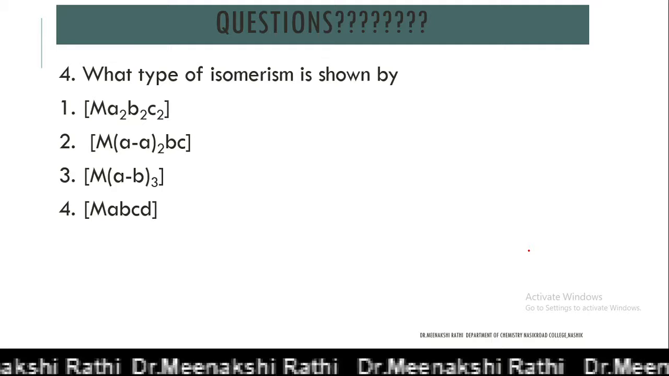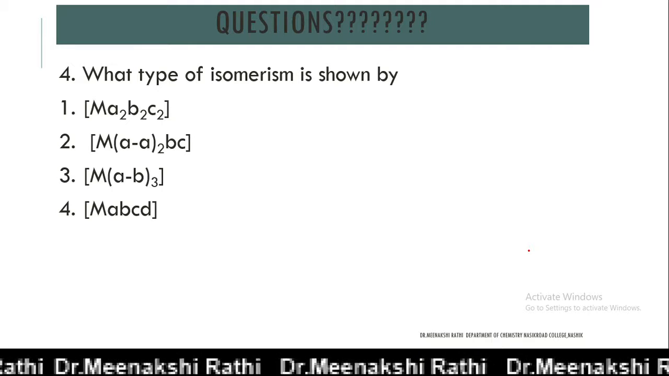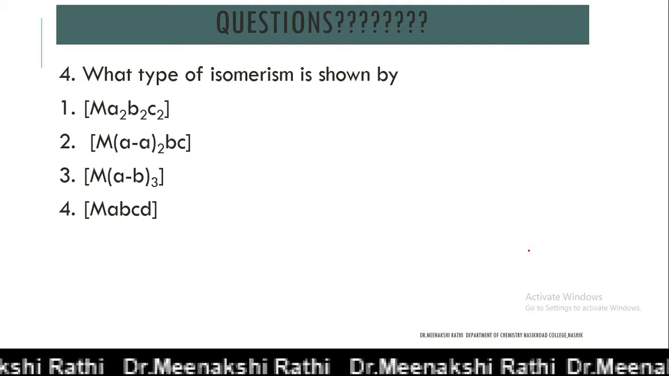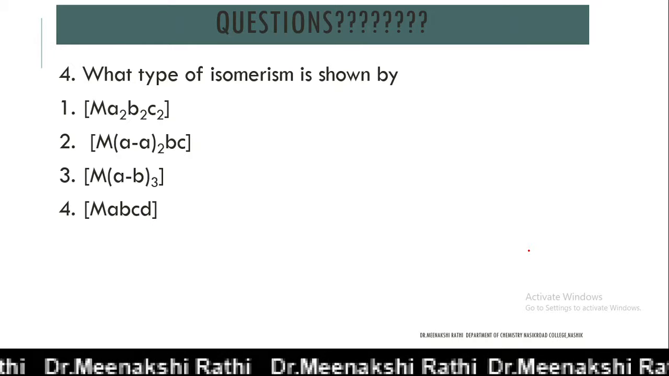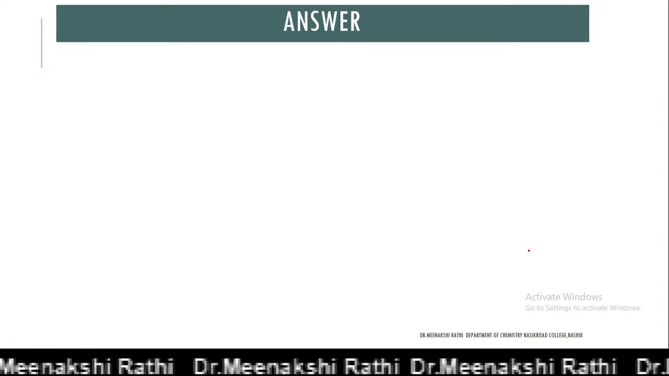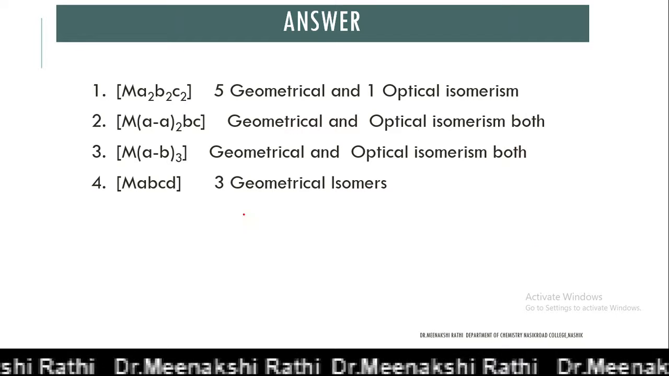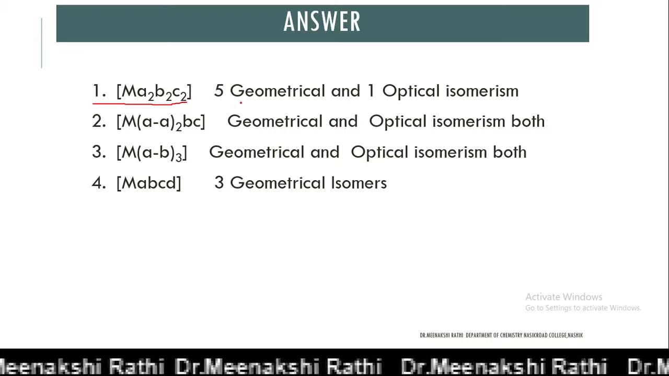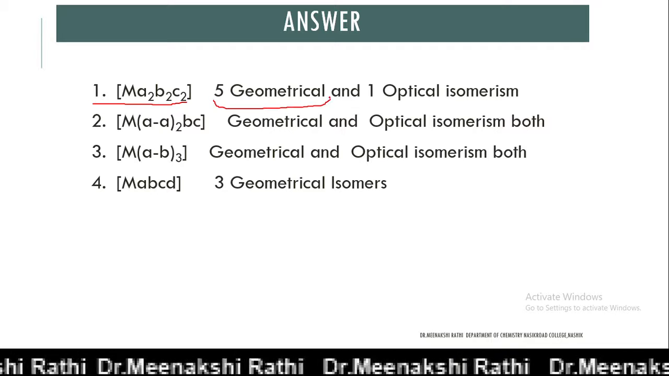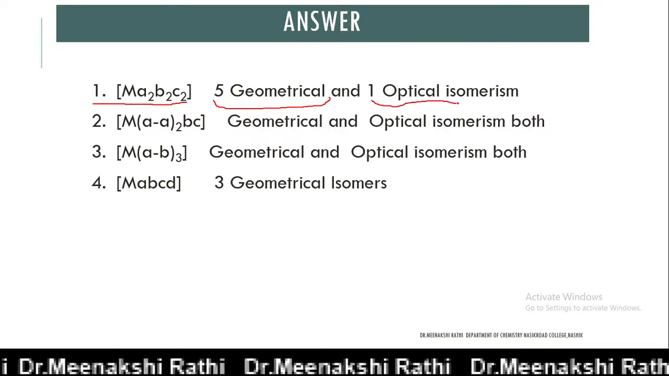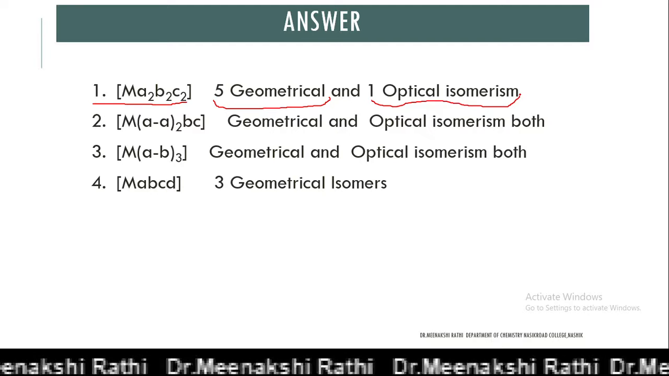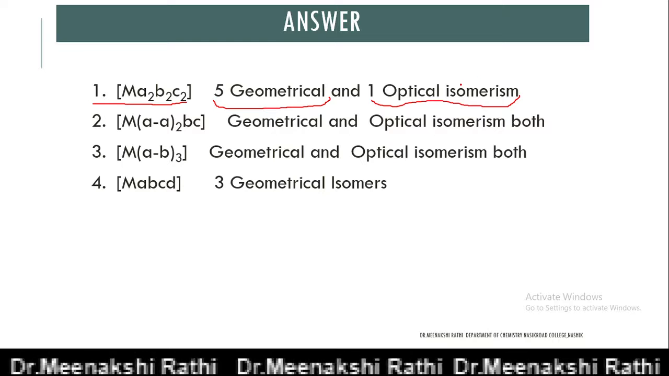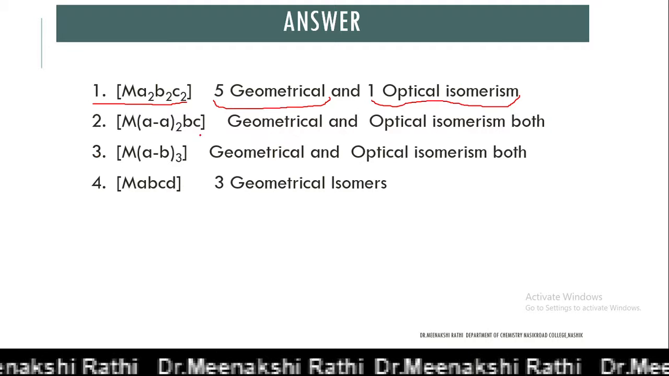Next question is, what type of isomerism is shown by the following different types of coordination compounds? So let's go one by one. See here, Ma2B2C2 type shows 5 geometrical isomers and 1 optical isomerism. This example we just discussed. While second is MAA2BC.